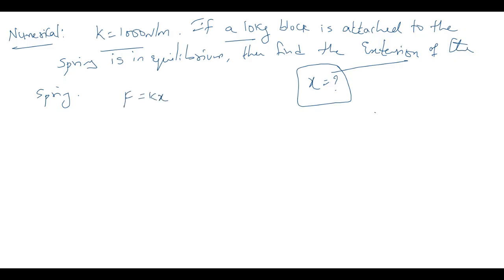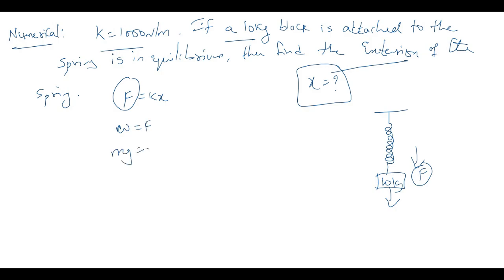So here, whenever there is a spring attached to this weight, weight is equal to the force. Yes or no? How much force is equal to its weight? Therefore, in place of F, we can write weight. Weight is nothing but m into g. Weight is equal to force. Force is nothing but spring force k into x.